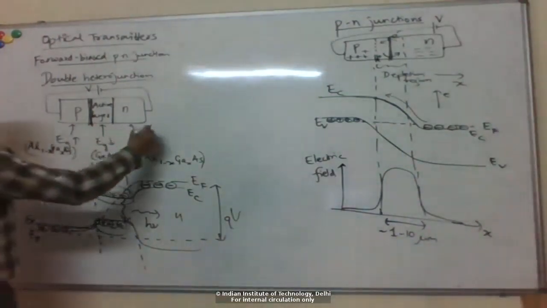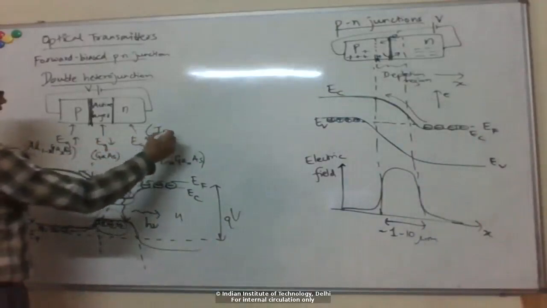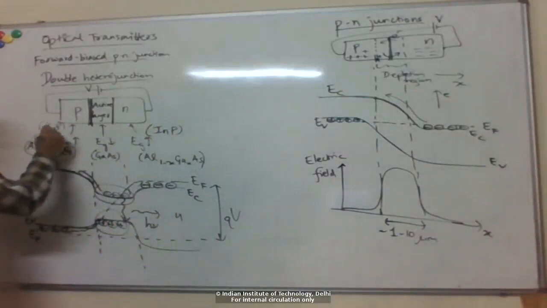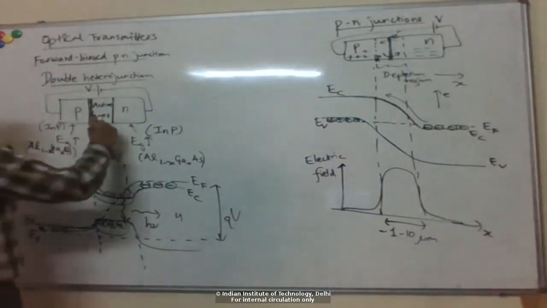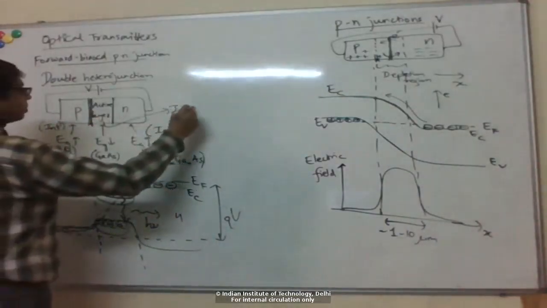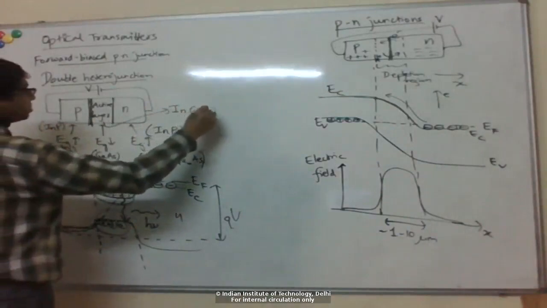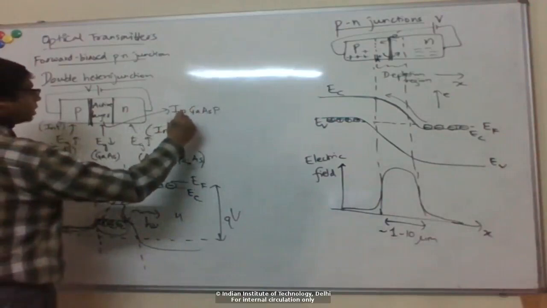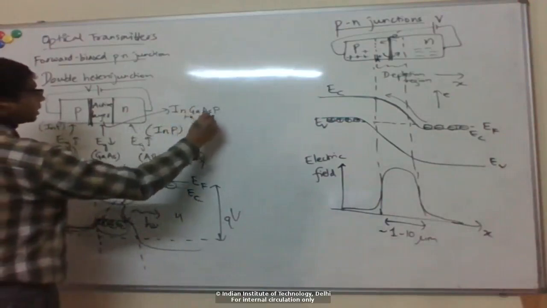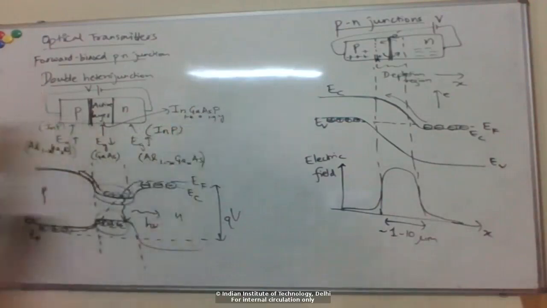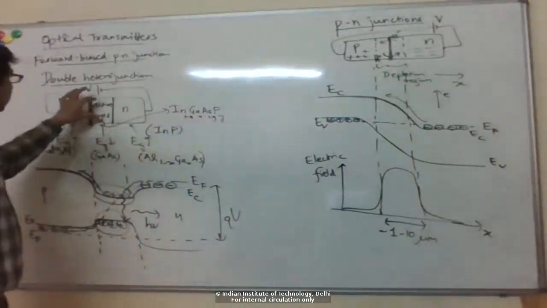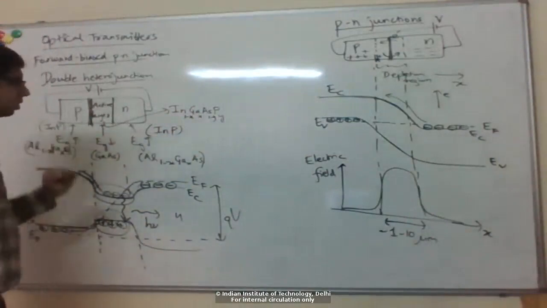Or in another material, indium phosphide, the p and n regions could be indium phosphide, for example, and then the active region could be some combination of indium, gallium, arsenic, phosphide. So this is like 1 minus x, 1 minus y. Okay, and depending on the values of x and y here, the band gap can be lower than the indium phosphide.